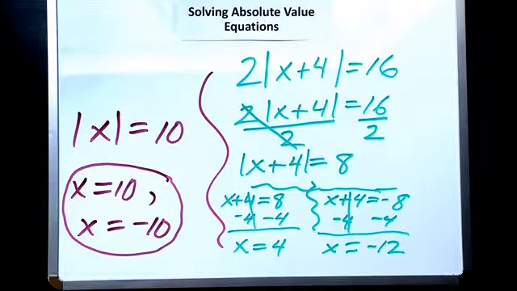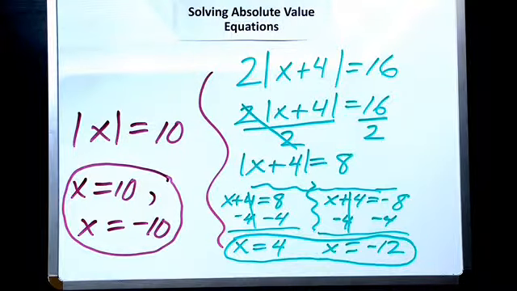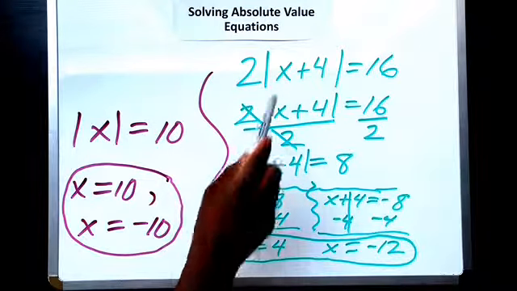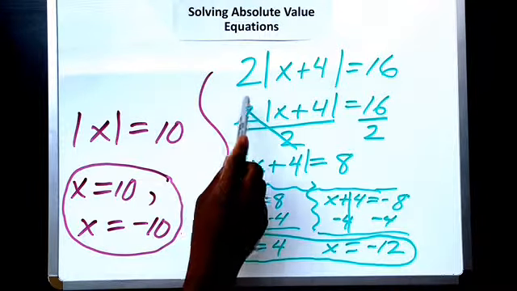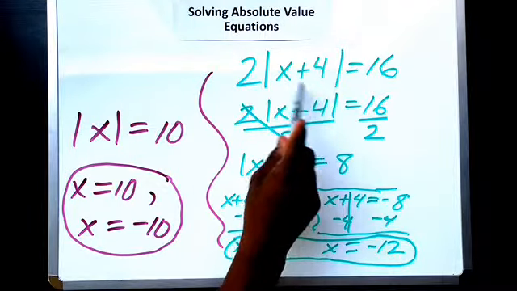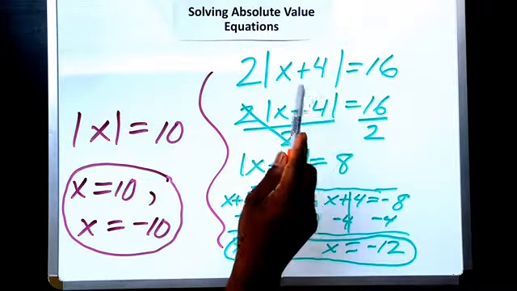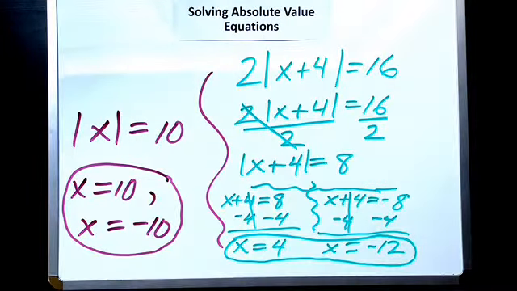So what that means is we have two values of x. x can equal 4 to make this true, and x can equal negative 12 to make this true. So let's check it. If I substitute 4 in here, I get 2 times the absolute value of 4 plus 4, and 4 plus 4 is 8, right? So the absolute value of 8 is 8, so 2 times 8 is 16, so that works.